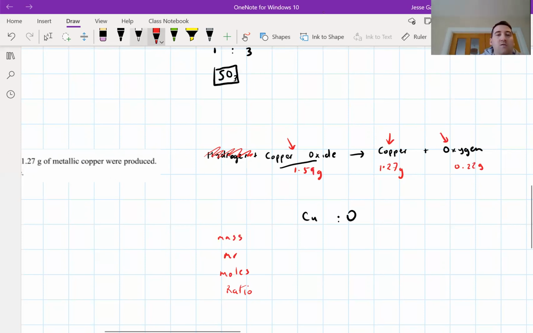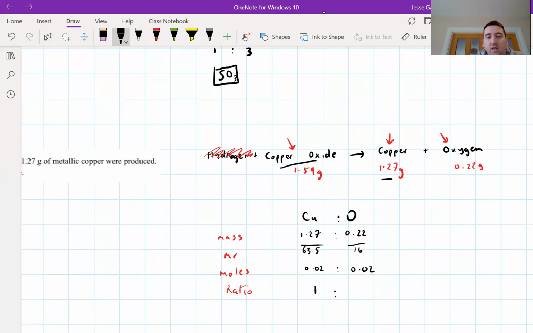Okay, so the mass of copper in this case we found out was 1.27. So 1.27 grams of copper is to 0.22 grams of oxygen. The Mr of copper is 63.5 and oxygen is 16. Go ahead and divide them to get the moles, and you're going to get 0.02 moles of copper, and for oxygen, when you do it out, you're going to get 0.02. No real need to divide by the smallest number there.